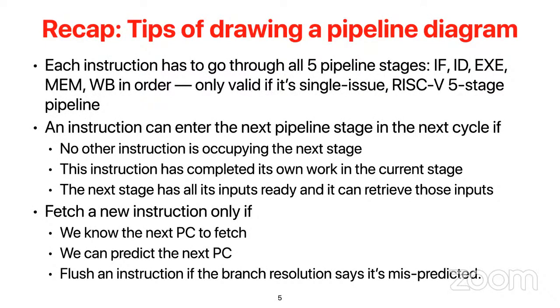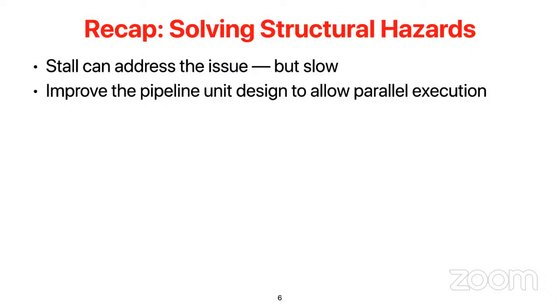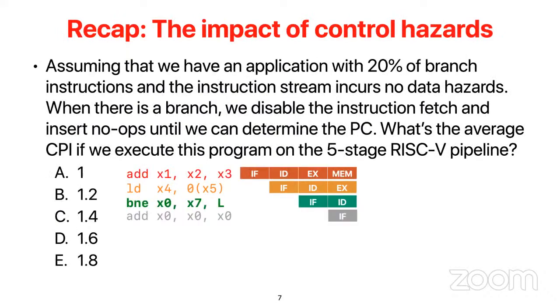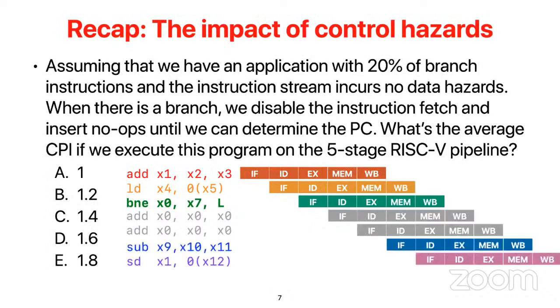So previously we were talking about how to solve structural hazards, but mostly a stall can solve everything. However, it's just so slow. So why don't we just improve the pipeline unit design to allow parallel execution? And then we talk about control hazards because of the branch. And as you can see, if we have a stall, meaning that we have to implicitly insert two no-ops, then it turns out that you will have a 40% increase in your average CPI. So that's also not great, right?